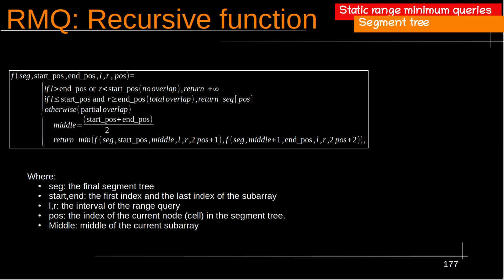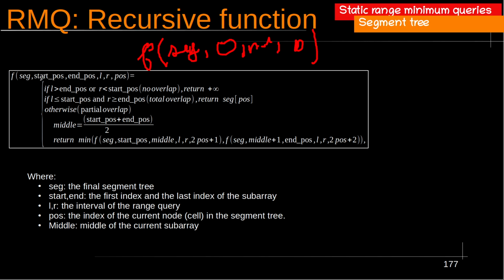Let's see the recursive function using an array here. We took as parameters the segment tree, the built segment tree that we have built in the previous part, the start position of the root, which is 0, of course, and the end position. I'm talking about the first call here. The first call will be like this. We give the segment tree, the interval of the root from 0 to n-1, and the position of the root, which is at position 0 in the array. This is the first call of this function.